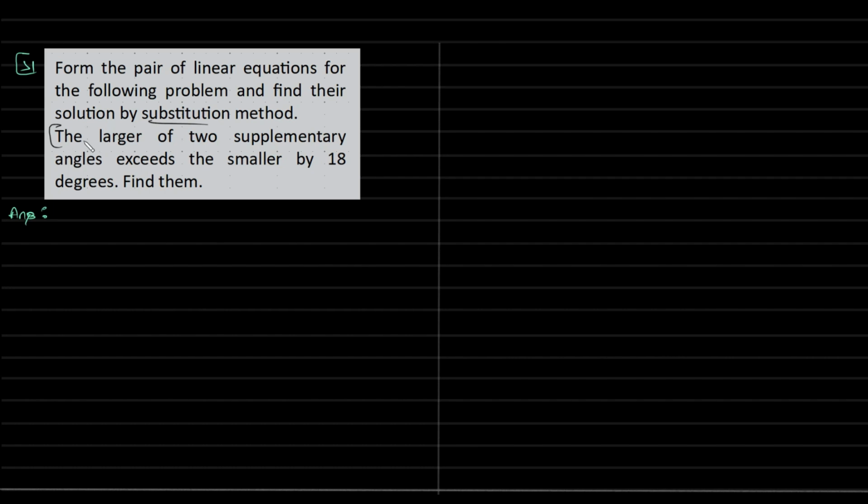So let's underline the key things. The larger of the two supplementary angles. We need to know what is supplementary angles. Exceeds the smaller one by 18 degrees. So this looks like one equation. Where do we get the second equation? So before that, we need to understand what supplementary angles are.